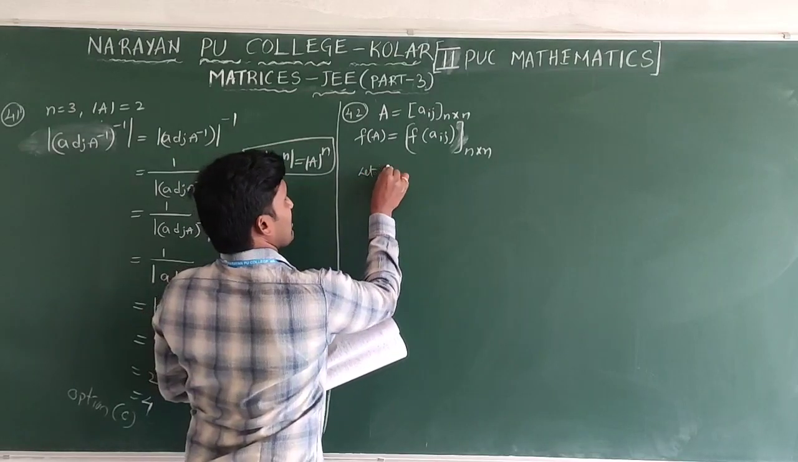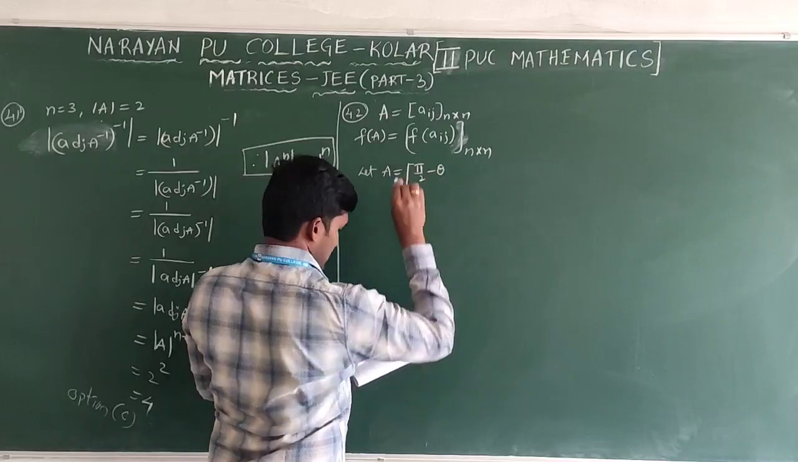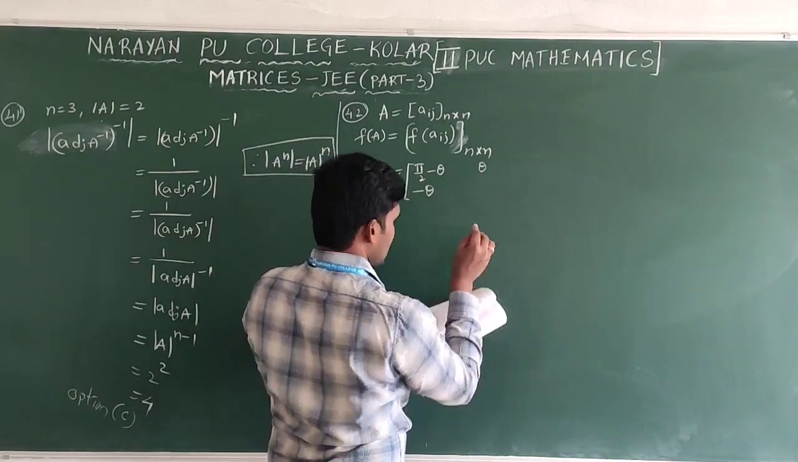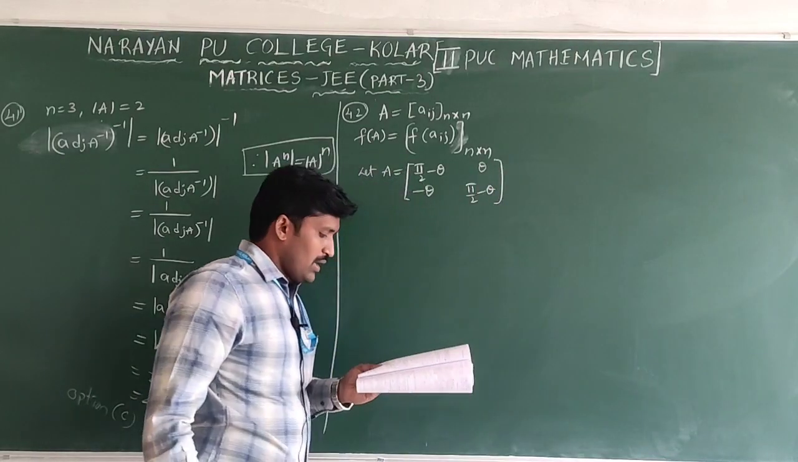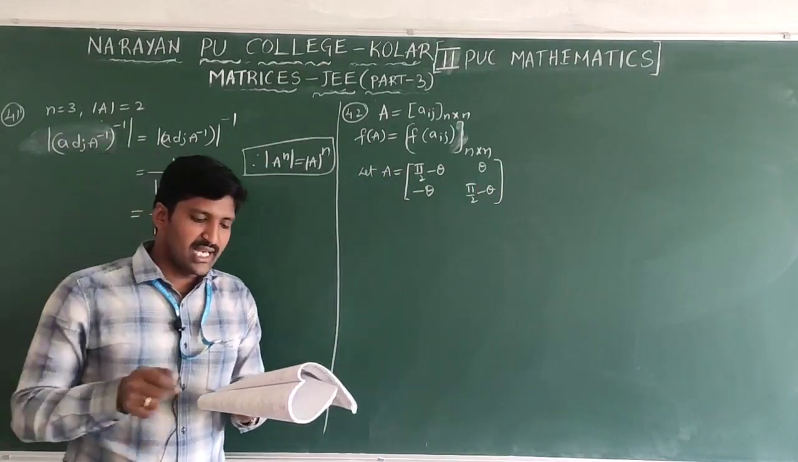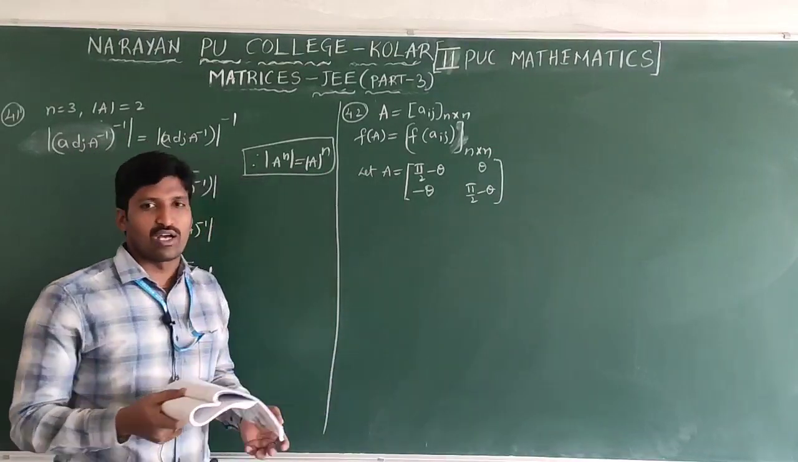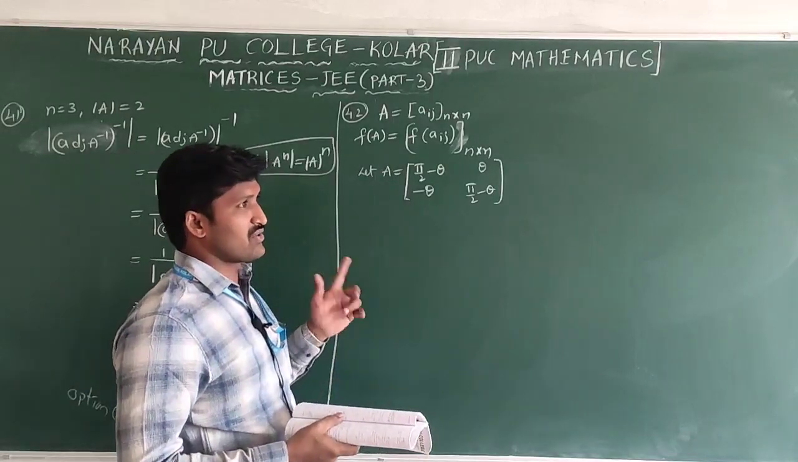What is the A matrix given? A is pi by 2 minus theta, sin theta, minus sin theta, pi by 2 minus theta. Now, which of the options is satisfying these three conditions? The first option is given: sin A equal to cos A. Now, sin A equal to cos A, is it satisfying or not? You have to check.